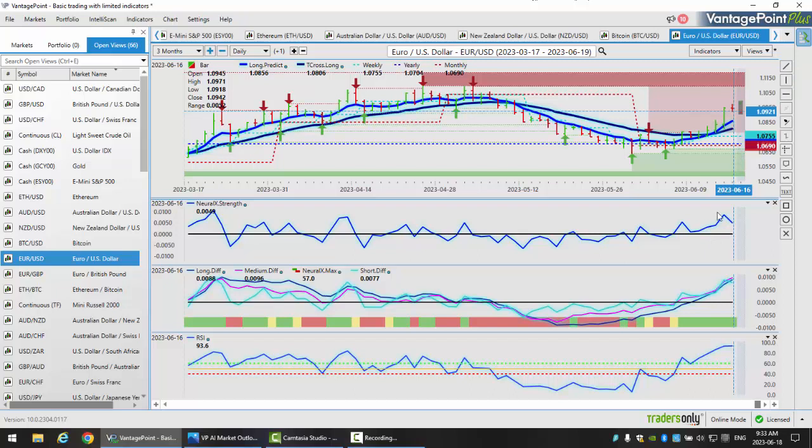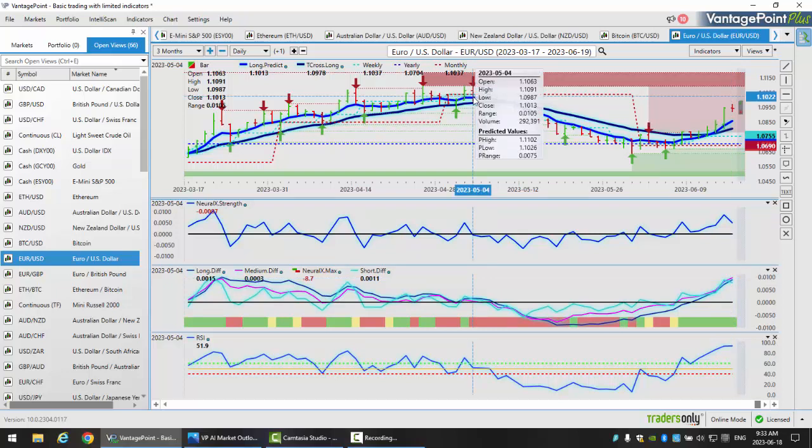And the neural index strength, the slope of this, is telling me we're starting to lose momentum here. The predicted differences, definitely, they're overextended, but they can still move higher. The predicted RSI is 93.6. So again, our next verified resistance level high is coming in at about 110.91.